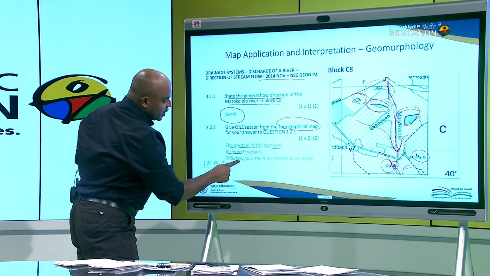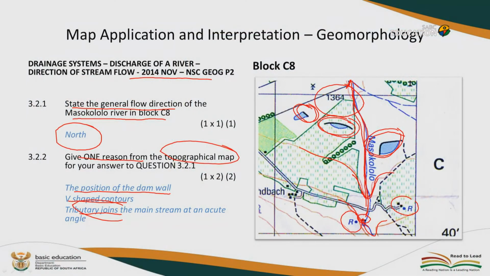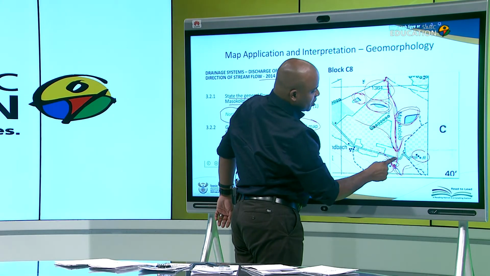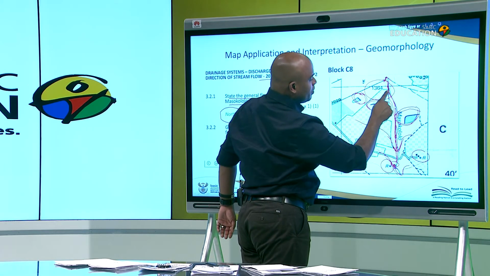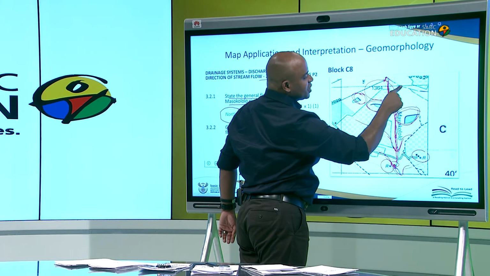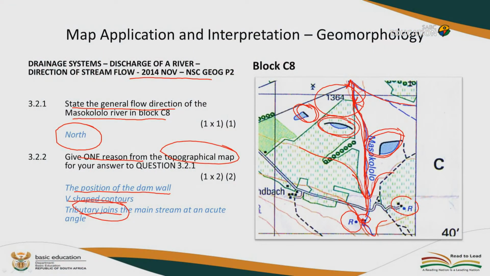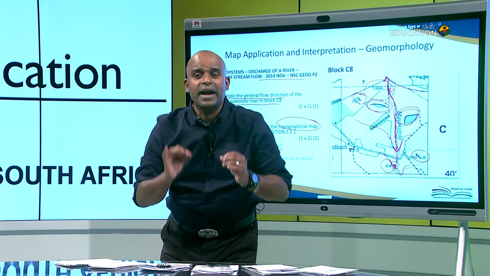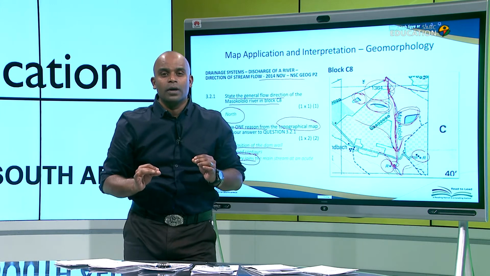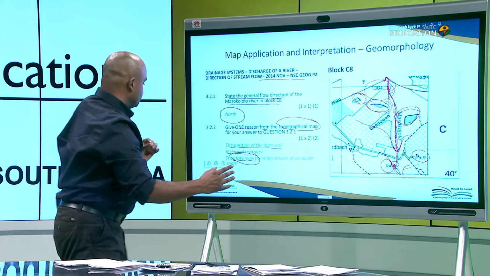And the last one, the tributaries joins the main river at an acute angle. Notice in this particular example, there's your main river and there's the tributary. Look at that angle there. That's an acute angle. And if it's an acute angle, you know that that is the direction of the river flow. Let's look at the next question.